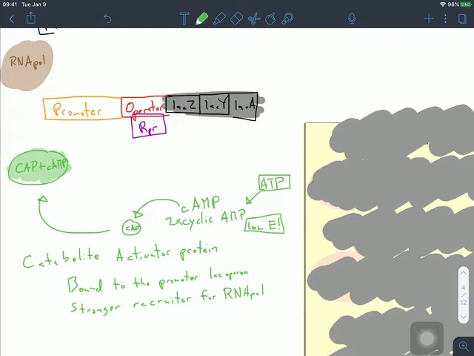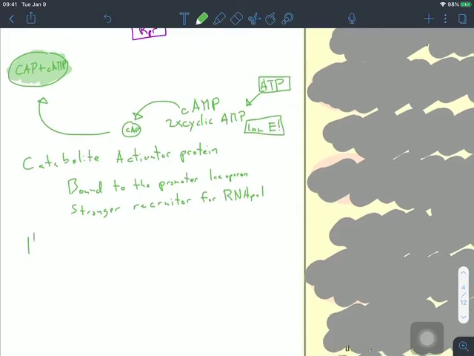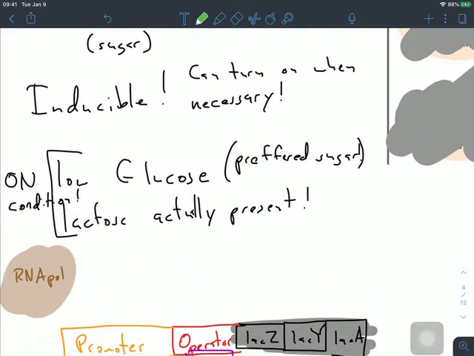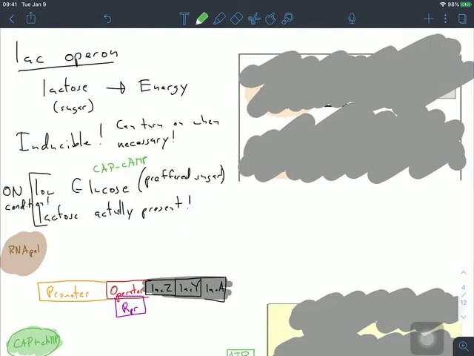And cyclic AMP will be high when glucose is low, because glucose is that preferred energy form. So when you have low glucose, you are having a lot of CAP-cAMP, telling your cell, we're desperate for energy. Please, please, please, let's go ahead and make some from anything that you can find.